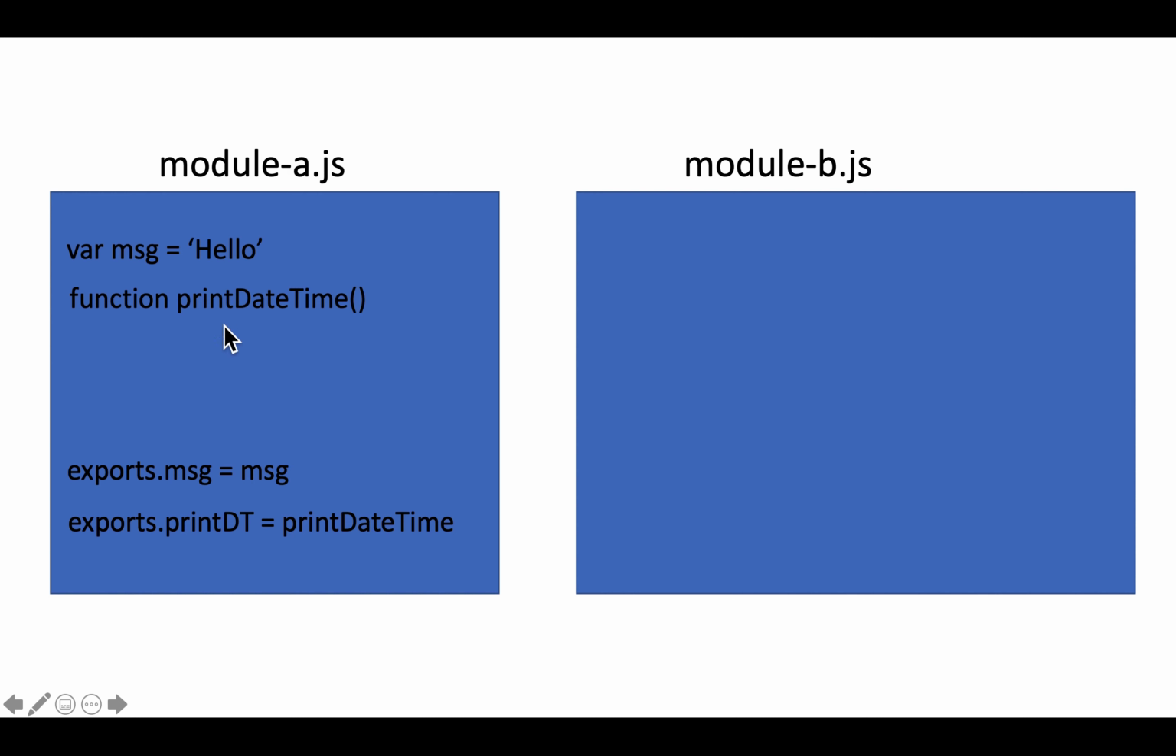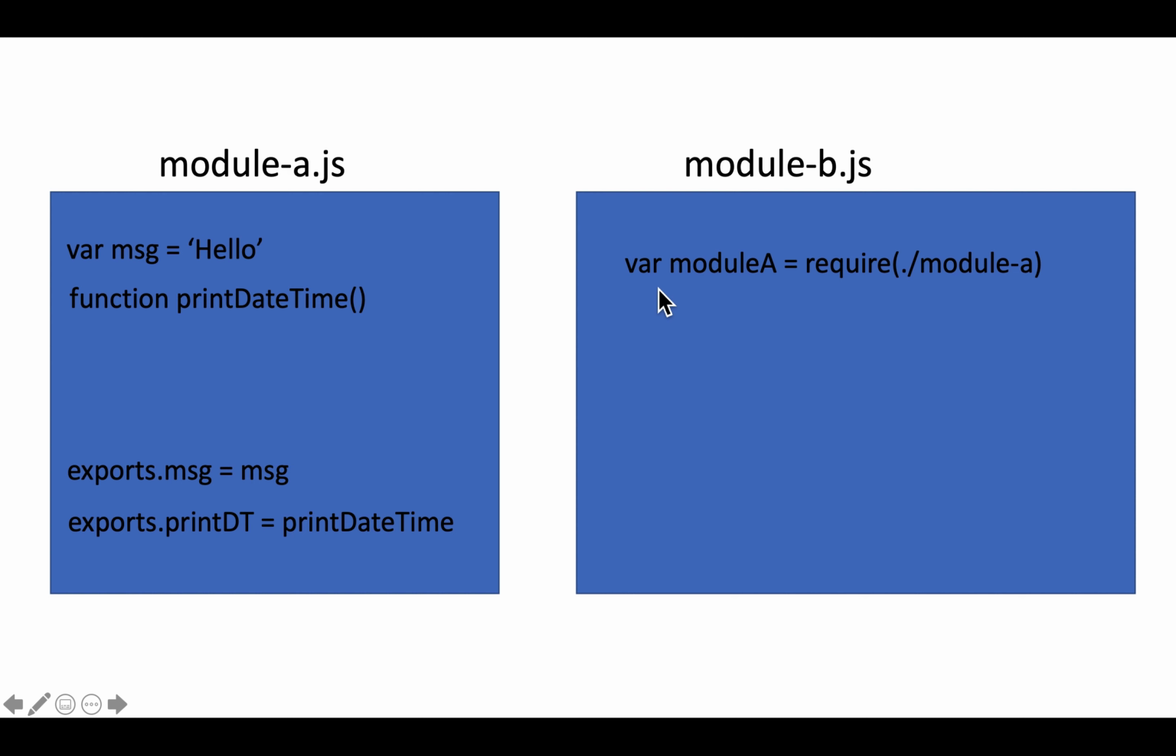Once module A exports the 2 members, module B has to explicitly import them by using a keyword. Unfortunately, it's not import. It is called require. Let's assume that module A and module B, the 2 files, are under the same directory. So we require './', which means the current directory, and there is a file called module-a. The .js is optional, so you don't have to include .js. After require, we can use msg and print.dt.